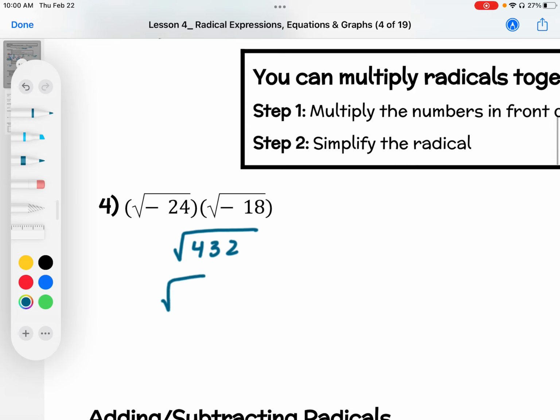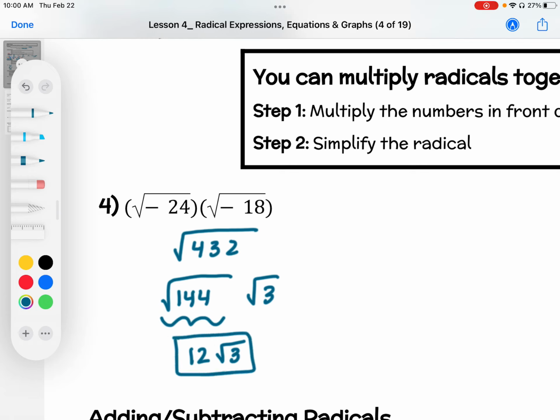So if we break this up to be 144 and 3, we know that the square root of 144 is 12. That's our perfect square. And the square root of 3, we can't simplify at all. So that would be our final answer. You can still go over here and do 432 and draw your tree and divide it all the way down. It'll take you a little bit more time, but it's definitely still an appropriate approach.